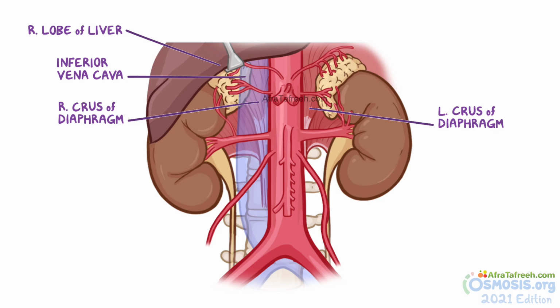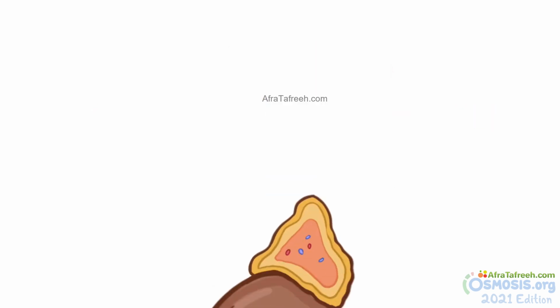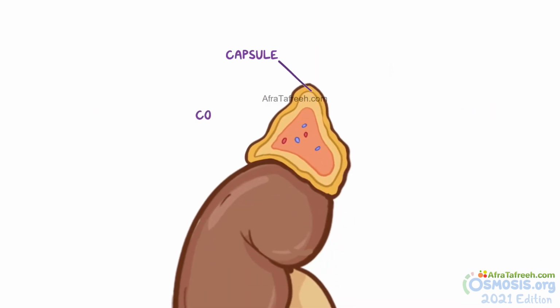Similarly to the kidneys, the suprarenal glands consist of an outer connective tissue capsule, an outer cortex, and an inner medulla. On a cross-section, we can identify these 3 main portions of the suprarenal gland. The suprarenal cortex is where steroid hormones like cortisol and androgens are produced, while catecholamines are produced in the suprarenal medulla.